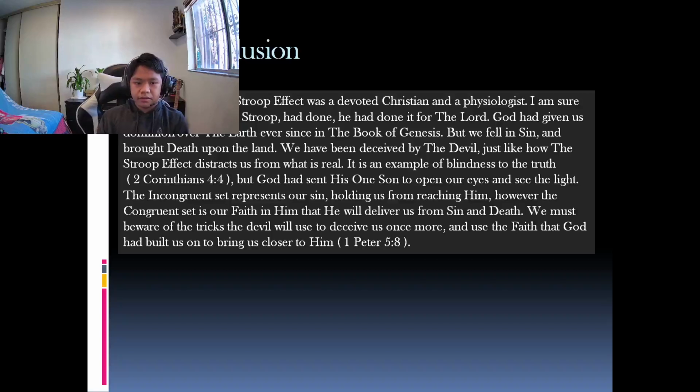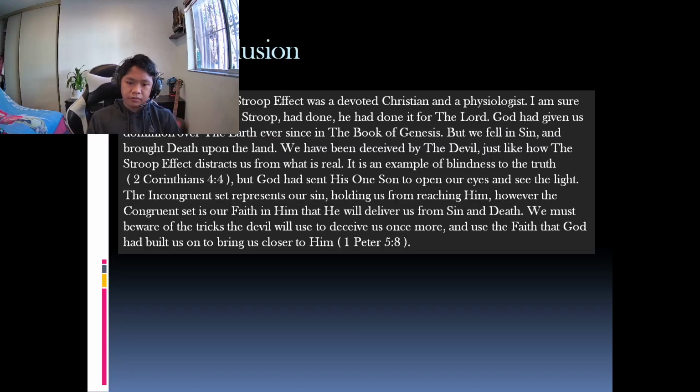In conclusion, I'd like to say that the founder of the Stroop Effect was a devoted Christian and a physiologist. And I'm sure that whatever he did, John Stroop had done it for the Lord. God has given us dominion over the earth ever since the book of Genesis, but we fell into sin and brought death upon the land, and we've been deceived by the devil, just like how the Stroop Effect distracts us from what is real. It is like an example of blindness to the truth. Second Corinthians chapter 4 verse 4.